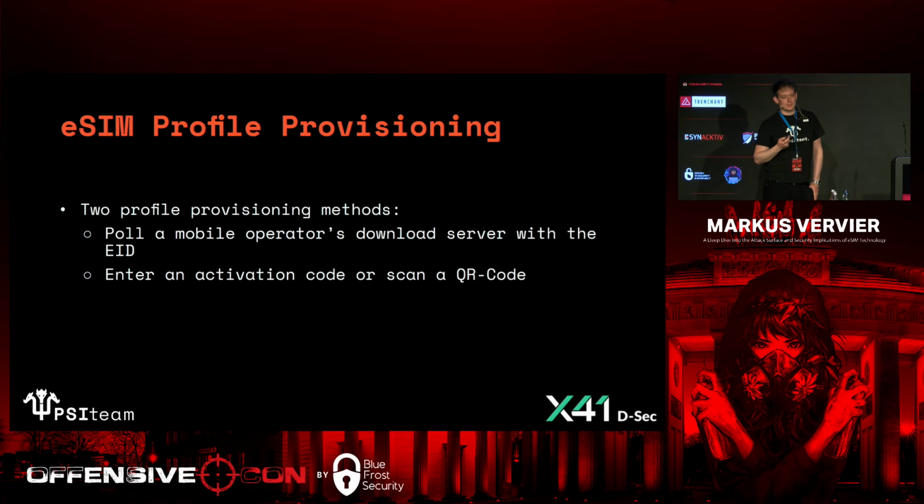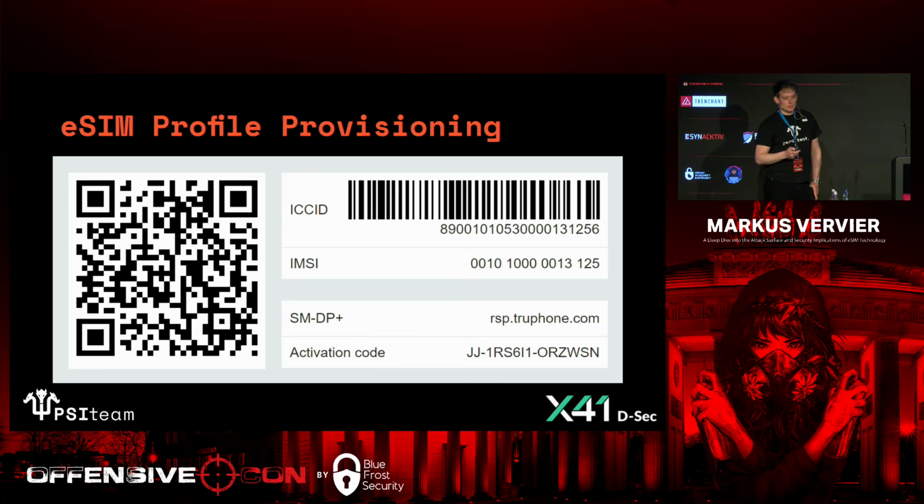Or, and that's the interesting thing, as a consumer you can enter an activation code or scan a QR code, right? So how does this QR code look? For example, that's an example of a provisioning QR code or activation code. So you can basically install the eSIM profile using that code. If you scan the QR code, the Android and iOS phones in the camera app recognize it, and it's super easy to deploy. You can install it in, I don't know, 30 seconds or less even.